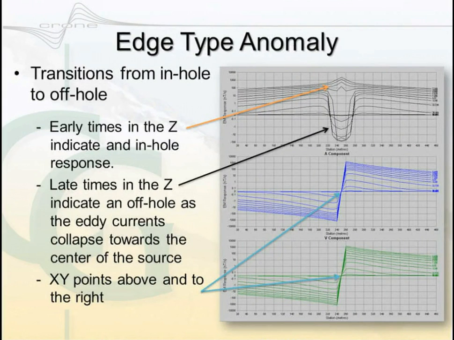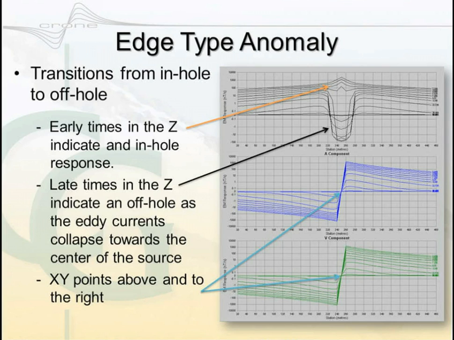Then we also have an edge type anomaly, where you sort of struck something right on the edge. It'll start off in the Z in the early times as an in-hole response indicating the positives here, and then in late times will actually shift and go negative. This is as the eddy currents collapse towards the center of the source.